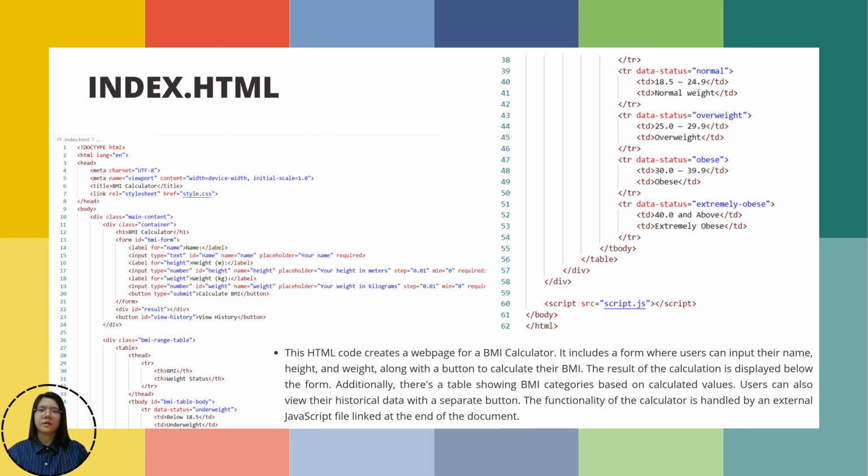This HTML code creates a web page for a BMI calculator. It includes a form where user can input their name, height, and weight, along with a button to calculate their BMI. The result of the calculation is displayed below the form. Additionally, there's a table showing BMI categories based on calculated values. User can also view their historical data with a separate button. The functionality of the calculator is handled by an external JavaScript file linked at the end of the document.